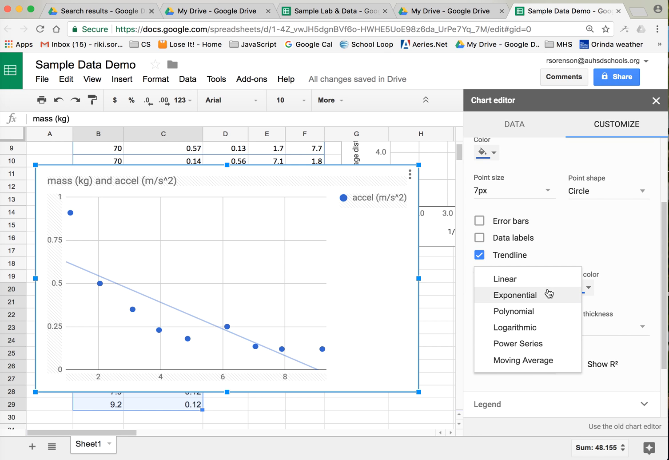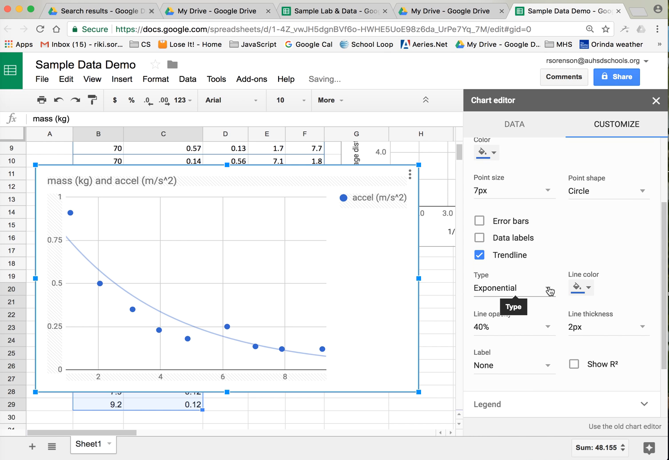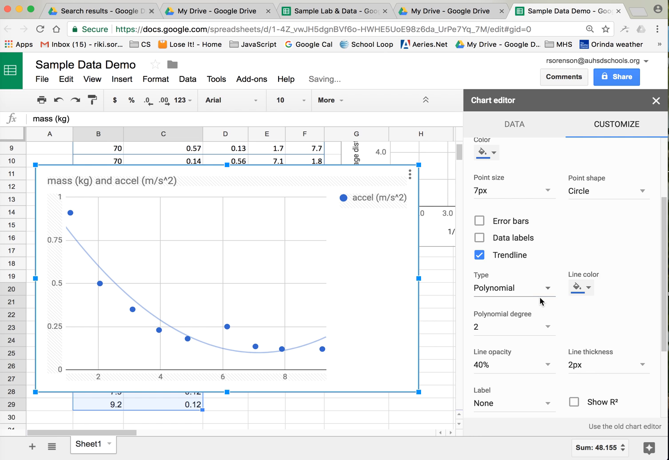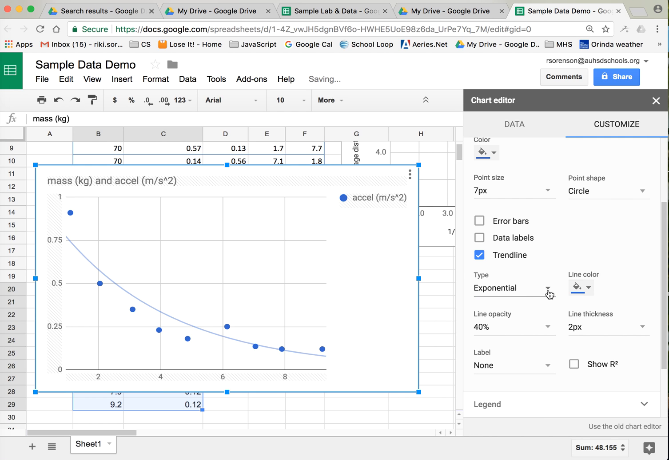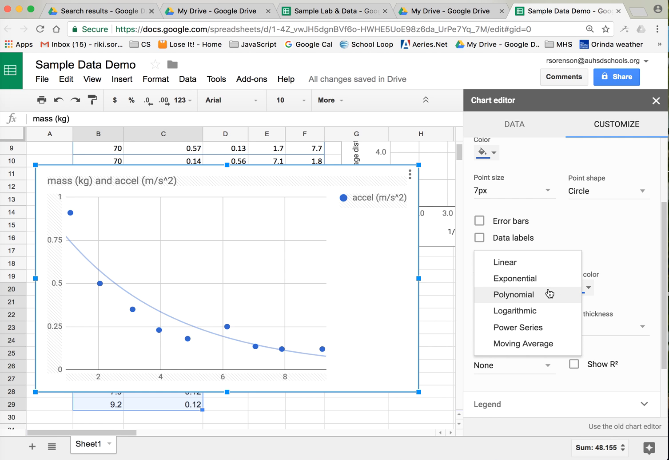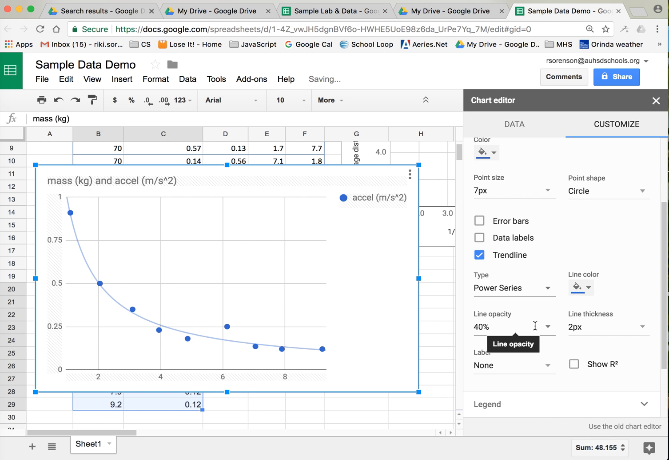best fit curve. So now we're going to play around and say, well, which ones are going to give me a nice best fit curve? And sometimes it's not obvious. Like that polynomial looks pretty good. Exponential looks pretty good. So in this case, you have to use your understanding of physics to know what kind of formula there is a relationship between the mass and the acceleration. And hopefully you'll figure out that it's a power series.